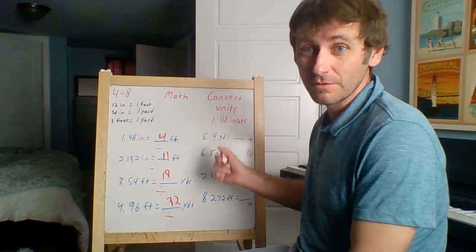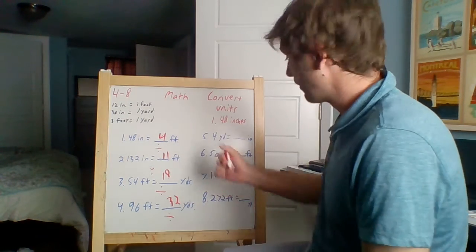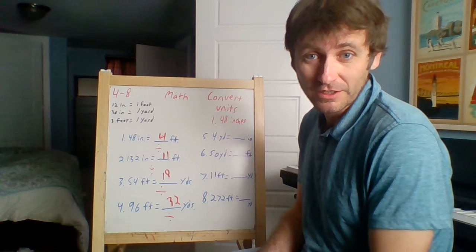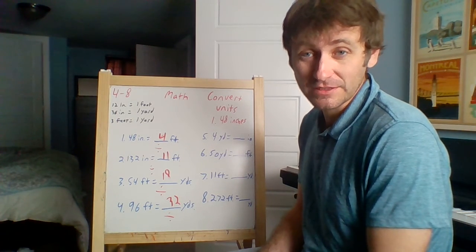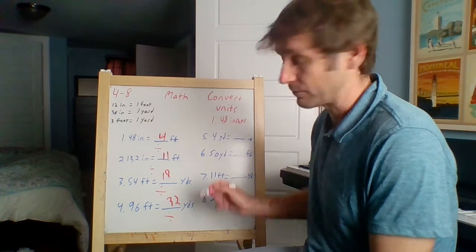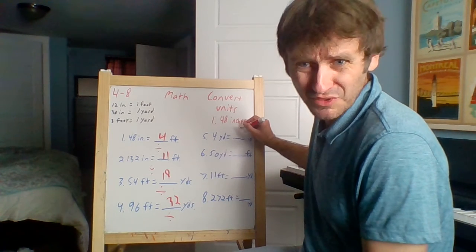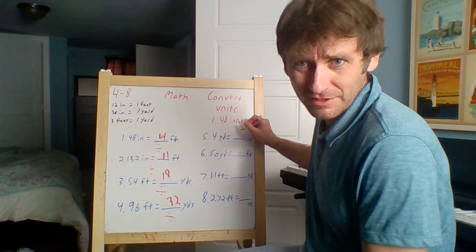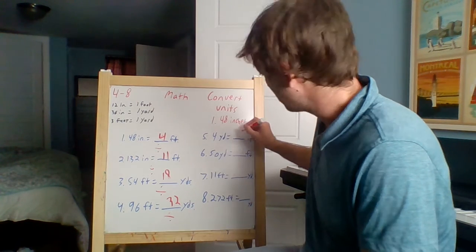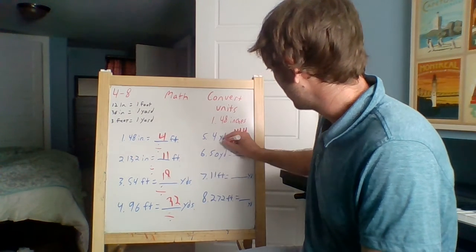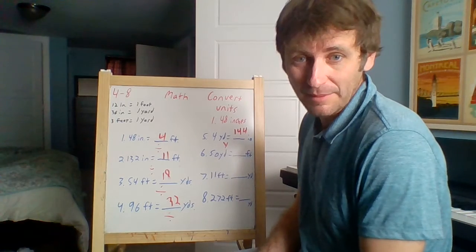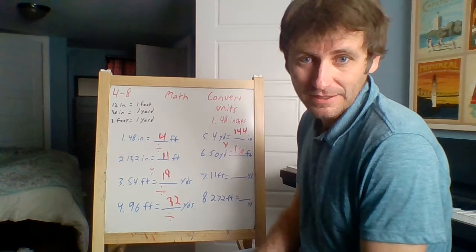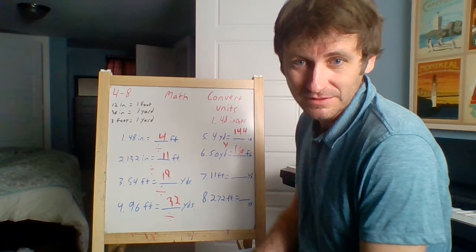Over here, we're going to have a little mix. We're going to have a little multiplication. 4 yards is how many inches? Well, there's 36 inches in a yard, so we're going to have to do 36 times 4. 36 times 4, what do we got? 144? Yep. 50 yards is how many feet? 50 times 3, 150.